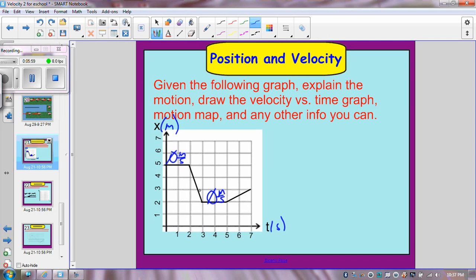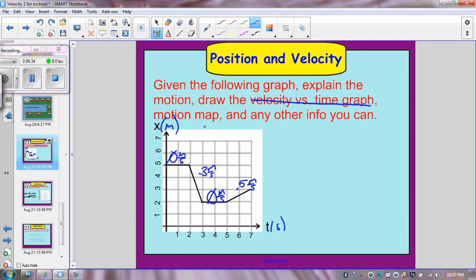Now, for this right here, the slope goes down 3, so -3 in 1 second. So it's -3 meters per second. And then the object right here goes up 1 meter in 2 seconds. So that means positive 0.5 meters per second is the velocity there. Now I don't have the axes here, so we're not going to actually draw the velocity versus time graph. We've gotten lots of practice with that in video 2. But I do want to show the motion map.